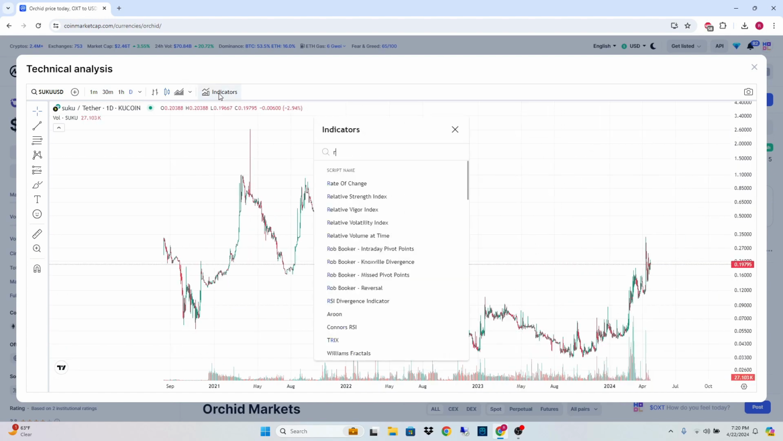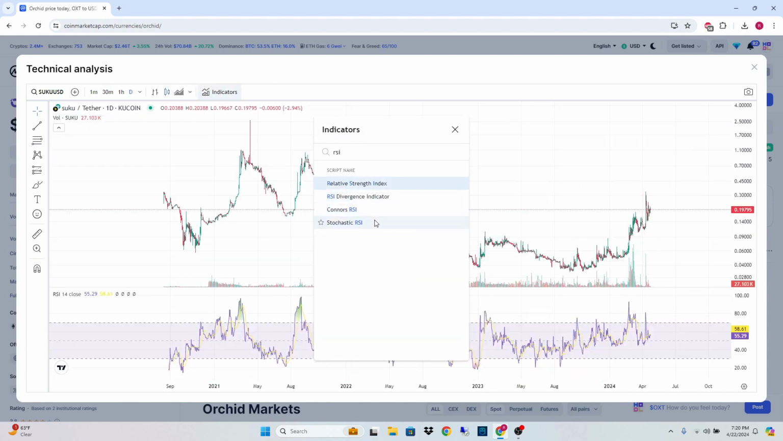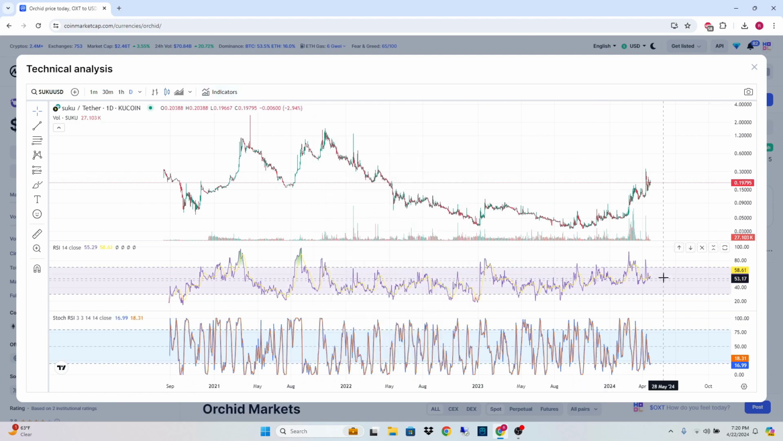Then what we're going to do is look at the RSI and the Stochastic RSI. As you can see, the RSI is neutral and the Stochastic RSI is bearish. But that just means that when this comes back up, it will reflect positively on the price and it will take the RSI up. Keep in mind that I always say this in every single video, but I want to repeat it because there are new people constantly looking at the video.